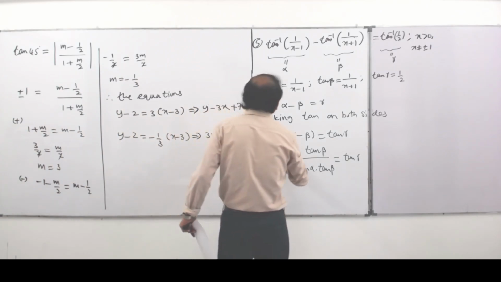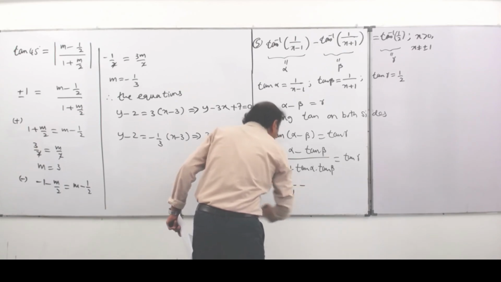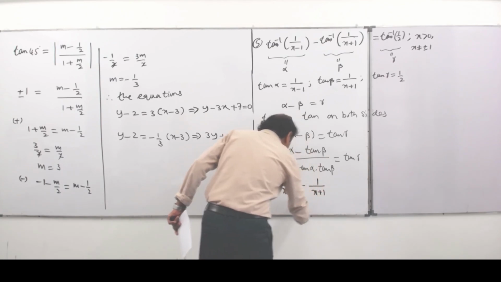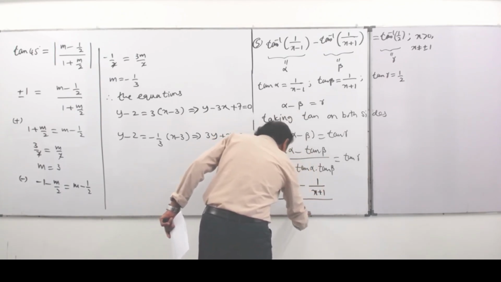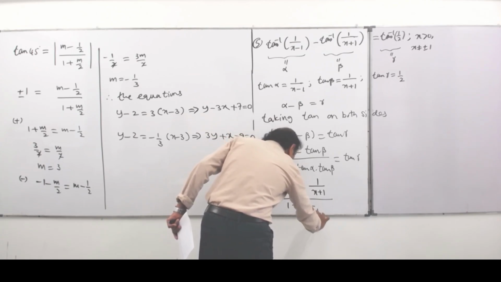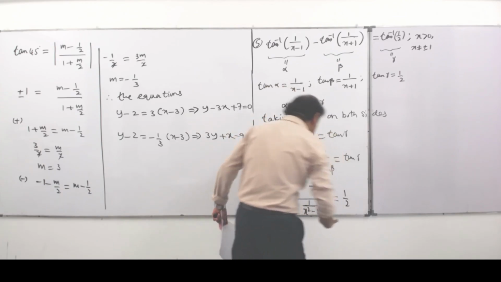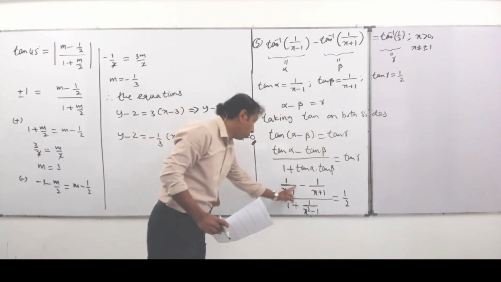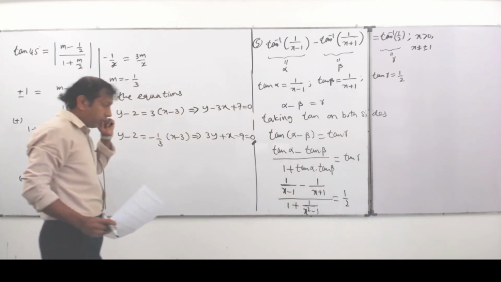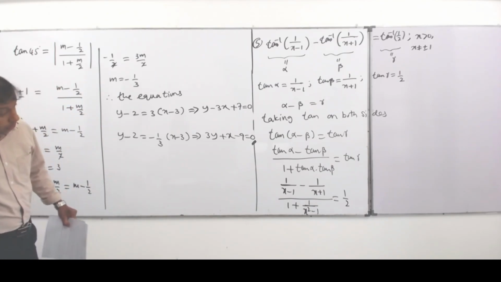Tan alpha is 1 over x minus 1, tan beta is 1 over x plus 1, and in the denominator 1 plus the product of these two, 1 over x squared minus 1, equals tan gamma, which is half. Correct, no? Here the product only we must write there: 1 over x minus 1 into 1 over x plus 1 is 1 over x squared minus 1. That we get. Now we'll simplify this further.